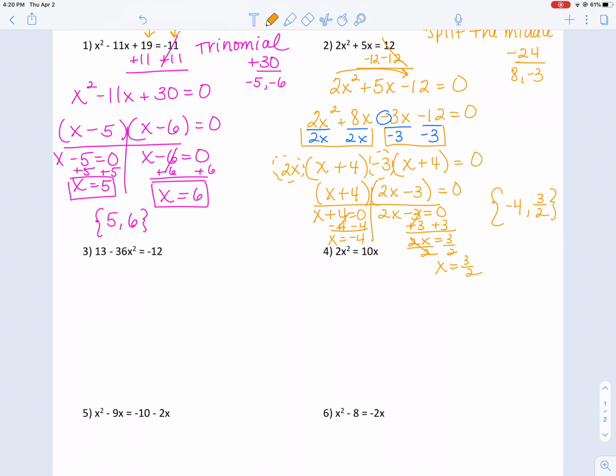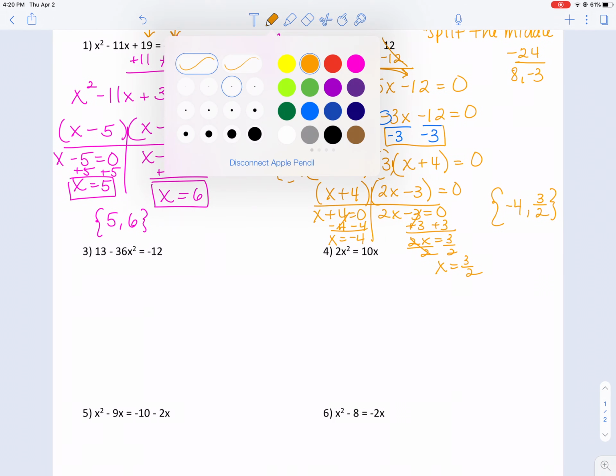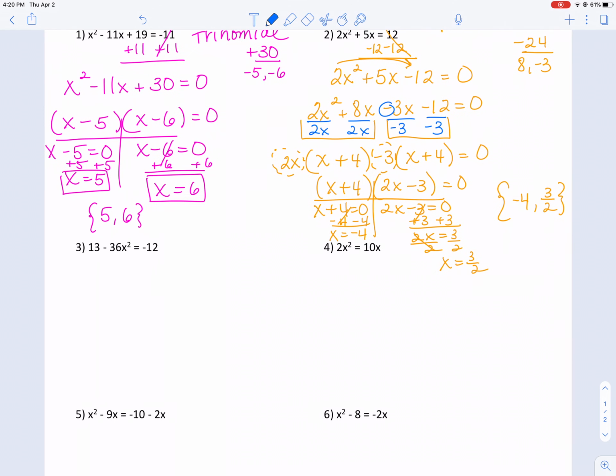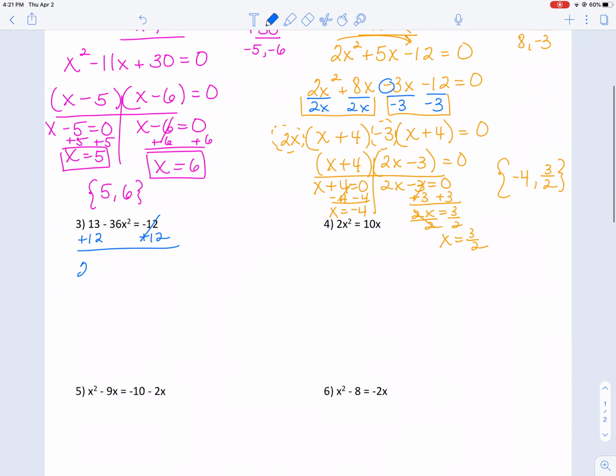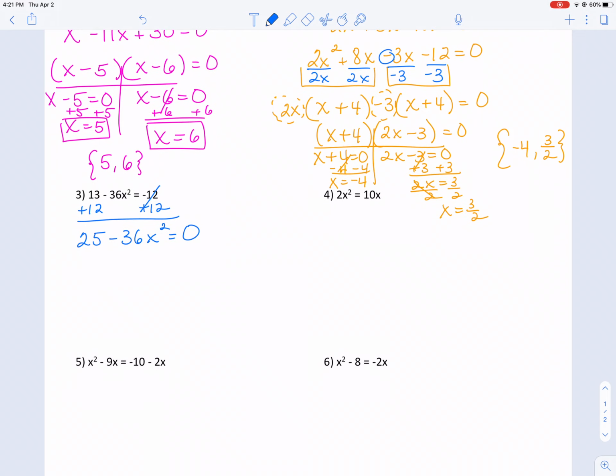Okay? Not liking a lot of the order in this one, but let's do a new color. Let's do blue. So here we don't want our negative 12 on the right side. We want it equal to 0. If we add 12 to both sides, we wind up getting 25 minus 36x squared. Don't forget to set it equal to 0. This is the difference of two squares. There's no GCF, and 25 and 36x squared are perfect squares, and it's a difference.